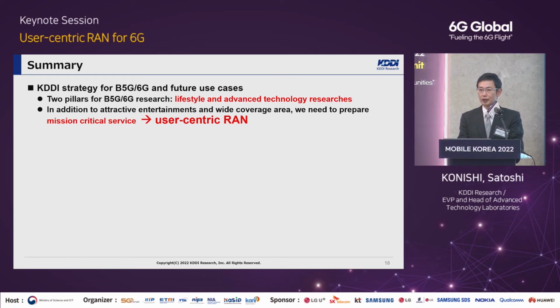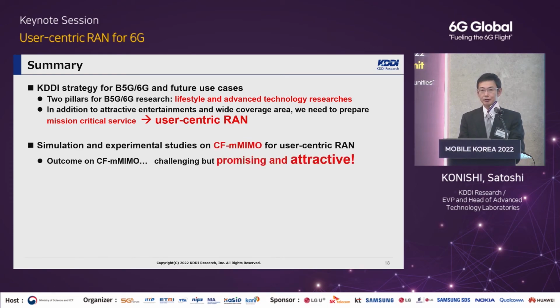One of the ideas is to introduce user-centric RAN by using cell-free massive MIMO. Cell-free massive MIMO has the potential to eliminate the cell edge area. And we still have a lot of issues to address for realization in the commercial network, but we would like to conduct these experiments and studies with partners. So if you are interested, please join us.